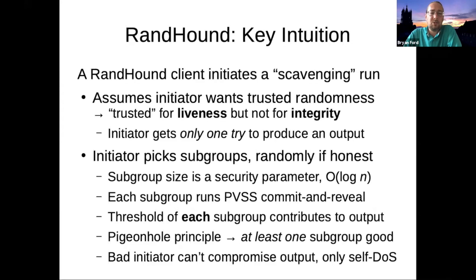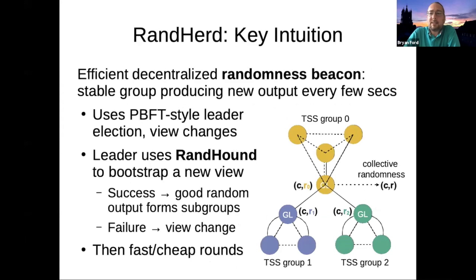There has to be one good subgroup, and the initiator is forced to use the output of all the subgroups to produce the final randomness, including the one good subgroup that has to exist by the pigeonhole principle. And therefore, the only thing the initiator can do by using bad randomness for its sharding is to shoot itself in the foot and make it harder or impossible for itself to complete the protocol, right? So that's RandHound.